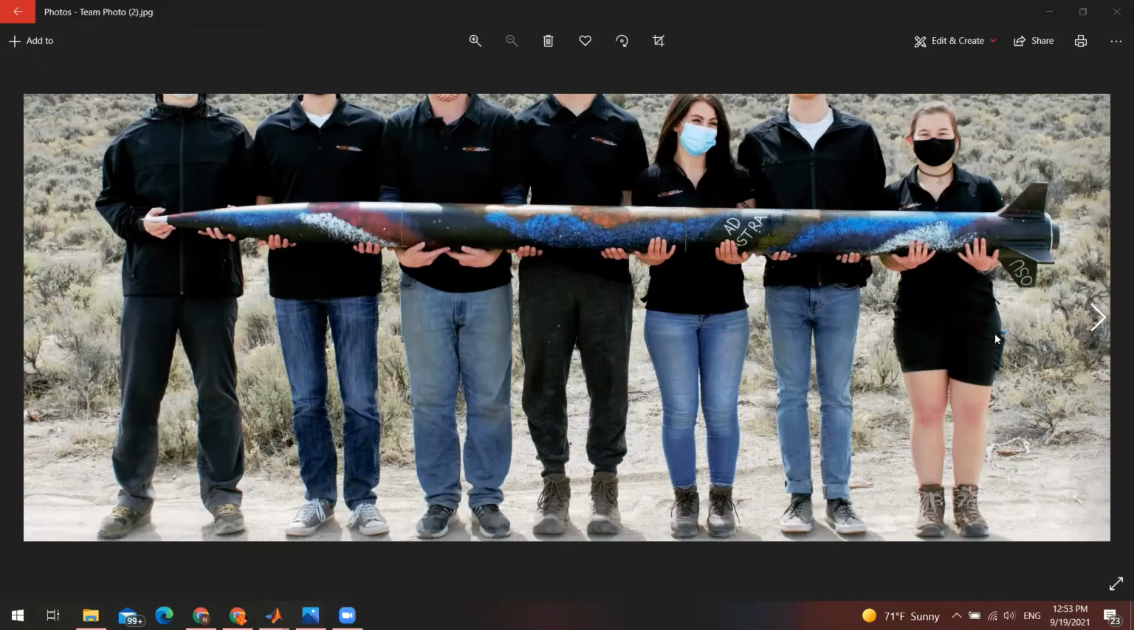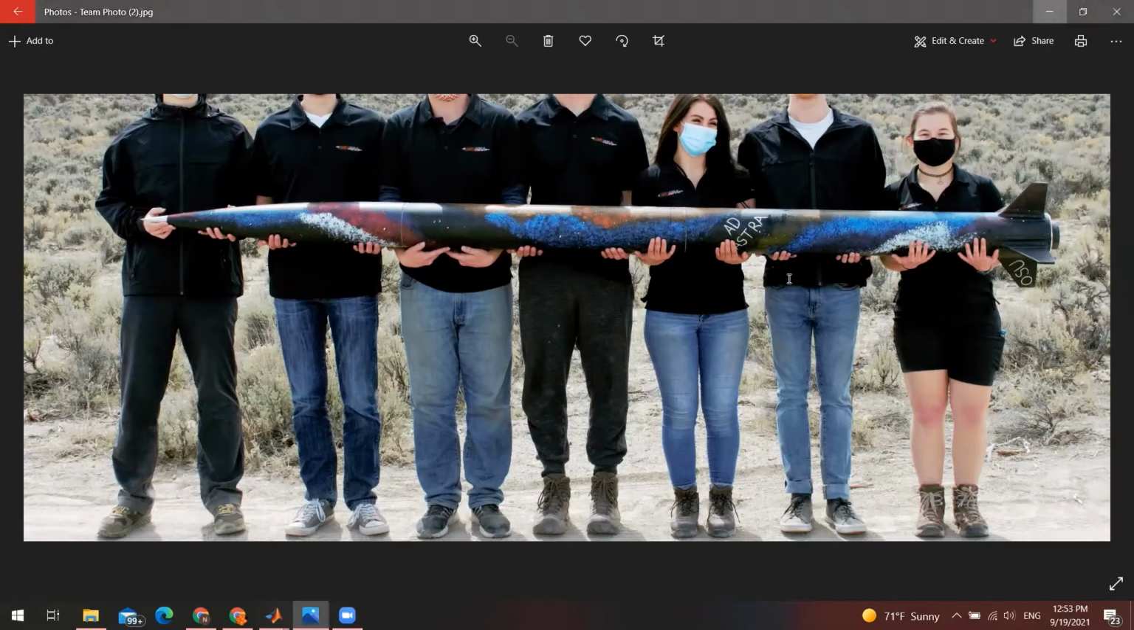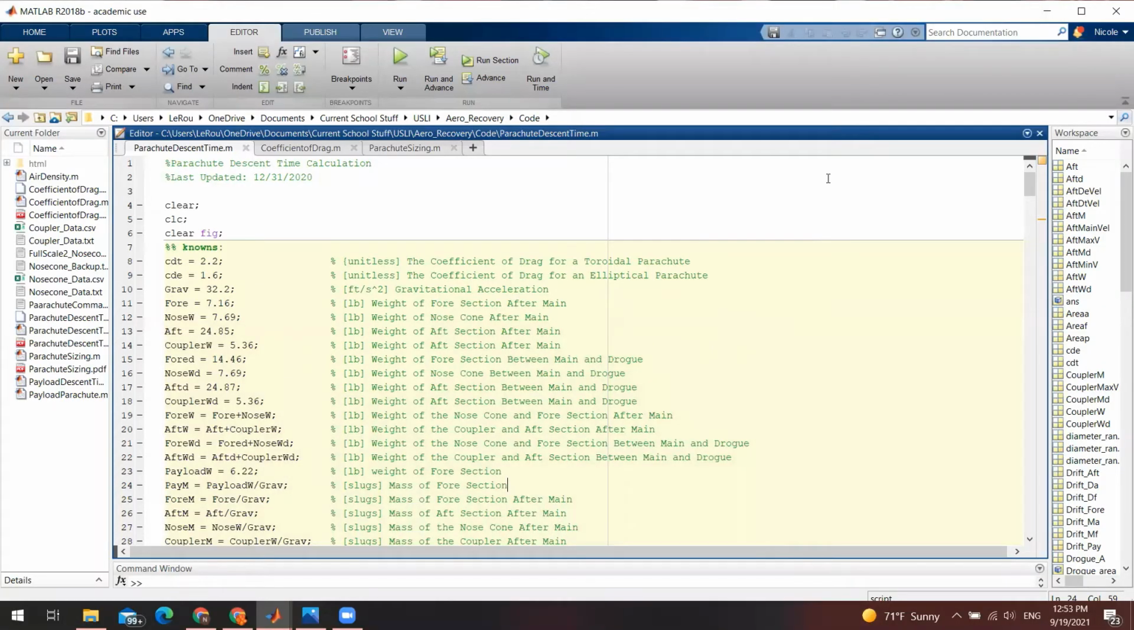It has a couple separation points. Right here next to her is a coupler, which separates on both sides. And this here, the nose cone, also separates on both sides. This is going to be important for what we're doing today because I'm going to show you this Matlab code that I made and walk you through this code.